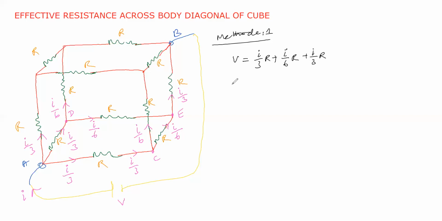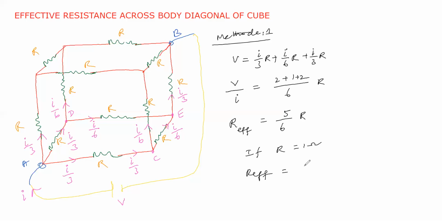Now we take I common, so that after rearranging we can write V by I equal to, taking LCM as 6, 2 plus 1 plus 2 into R. Now V by I, according to Ohm's law, is known as effective resistance, otherwise total resistance. That is equal to 5 by 6 R. Suppose R is equal to 1 ohm, then effective resistance is equal to 5 by 6 ohm.